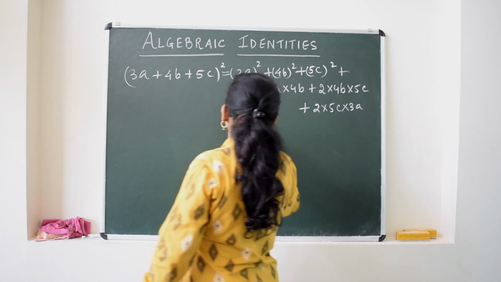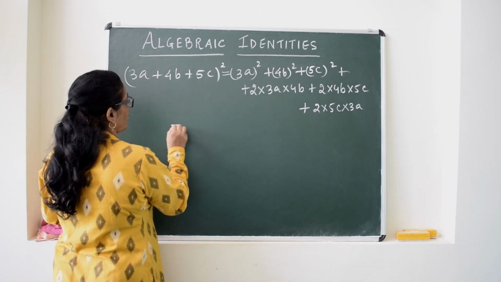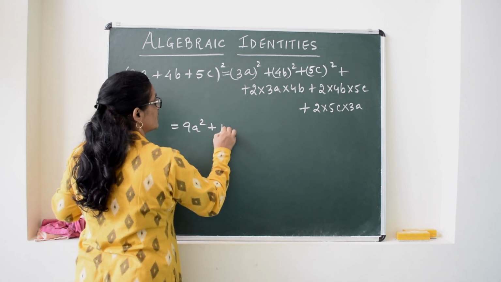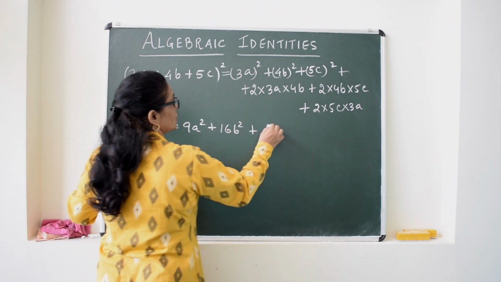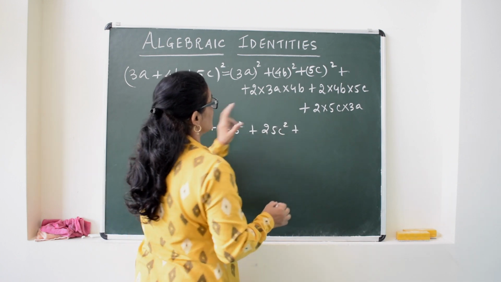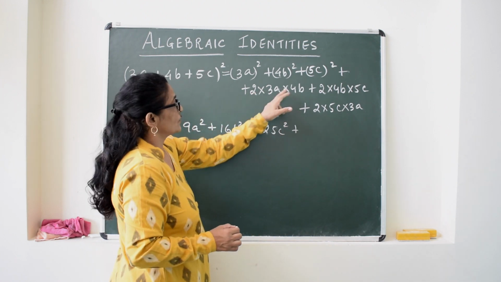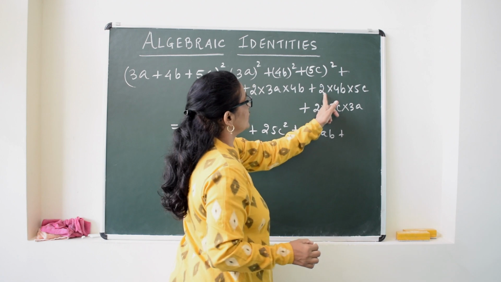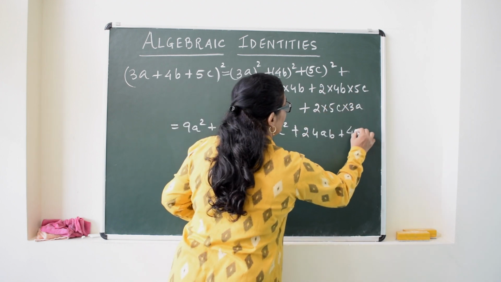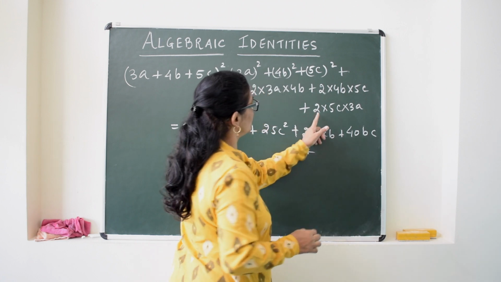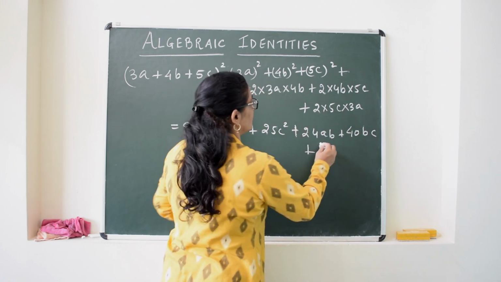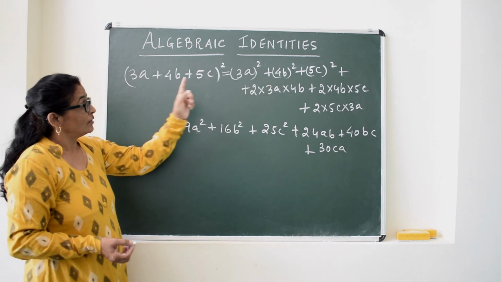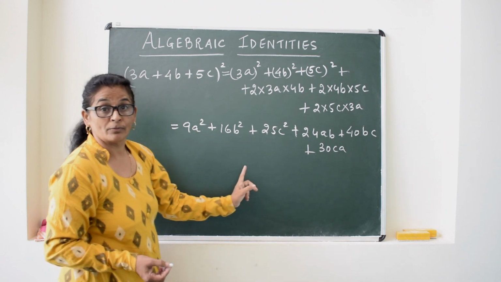Now the overall expansion will be 3a the whole square is 9a square, then 4b the whole square will be 16b square plus 25c square plus 2 into 3 into 4. So 6 into 4, that is 24ab plus 2 into 4 is 8, 8 into 5 is 40bc plus 2 into 5 is 10, 10 into 3 is 30ca. So if all three terms are positive, all the terms in the expansion will also be positive.